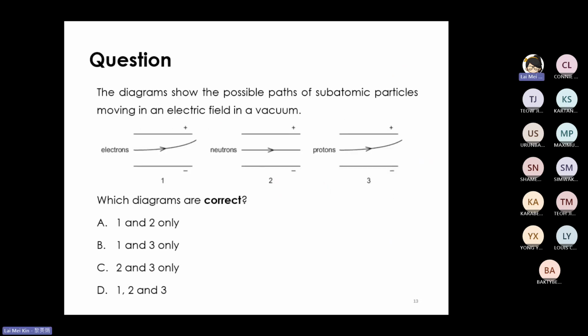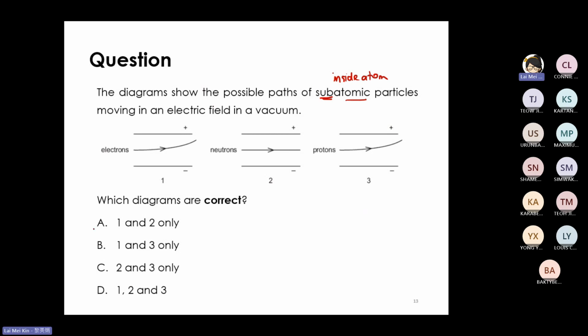Okay, so question. This shows the possible path of subatomic particles. Remember, subatomic means the particles inside the atom. Which diagrams are correct?